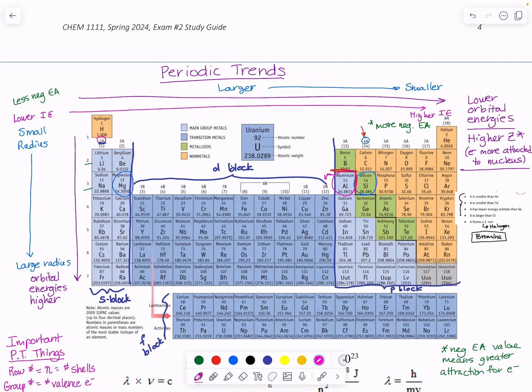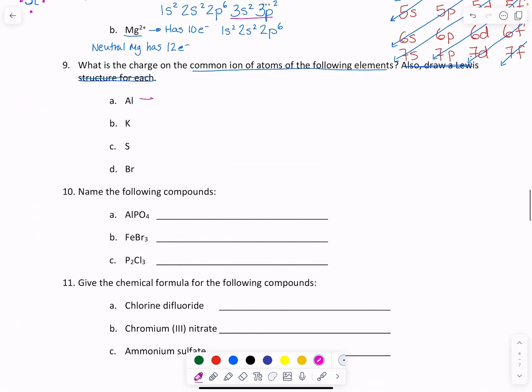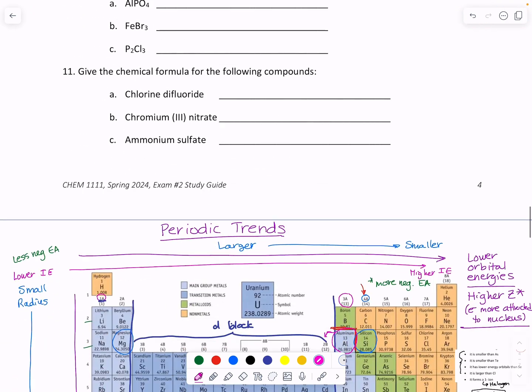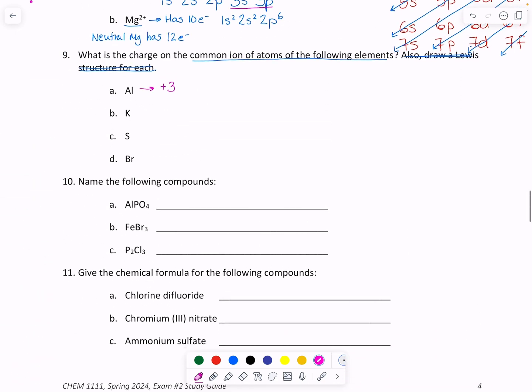If we look at aluminum, it's in group 3A, which means it has 3 valence electrons. So for it to get down to the next most stable structure where the valence is filled, it can either gain 5, which is unlikely, or lose 3. So aluminum is going to be +3. That's the charge on that ion. Now let's look at potassium. So potassium is in group 1. They have 1 valence electron, so it's easier to lose 1 than it is to gain 7 electrons. So this is going to be +1.